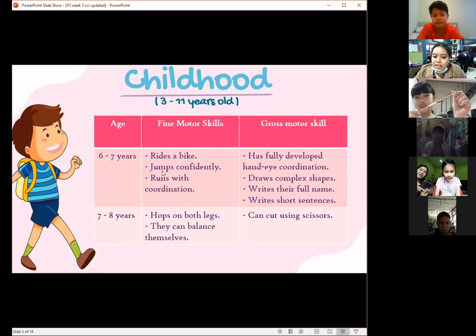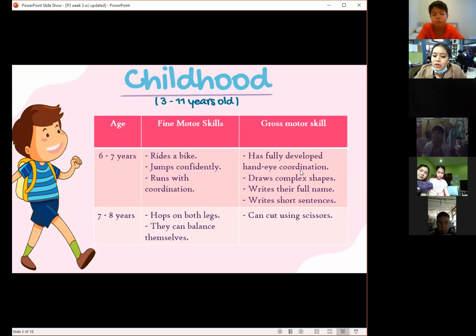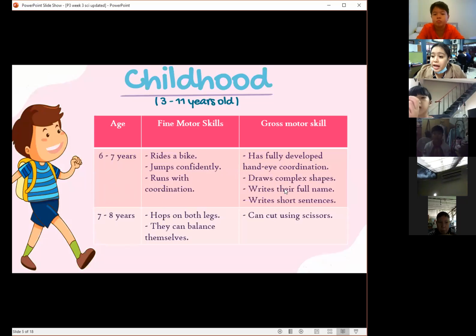They jump confidently. They run with coordination. Next, for their gross motor skill, they have fully developed hand-eye coordination. They can draw complex shapes. They can write their full names and they can write short sentences. Do you agree with this one?